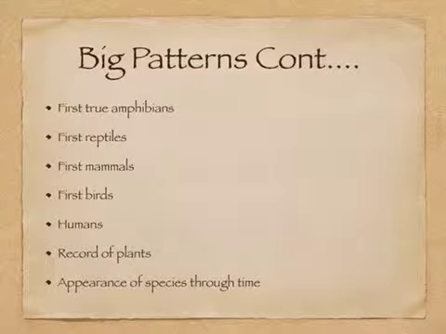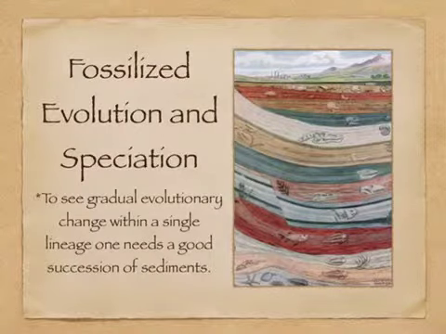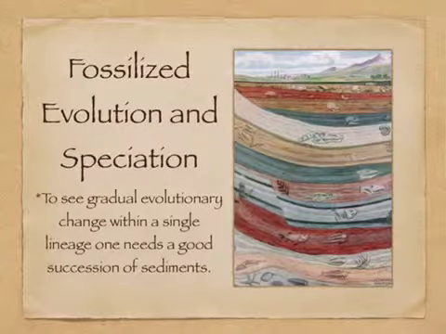Having fossils resemble living species, humans are the newest members of our lineage, coming about 7 million years ago in evolutionary time. To see gradual evolutionary change within a single lineage, one needs a good succession of sediments. These sediment samples can be collected, for example, by thrusting a long tube down the seafloor and pulling up a columnar core filled with samples in order.